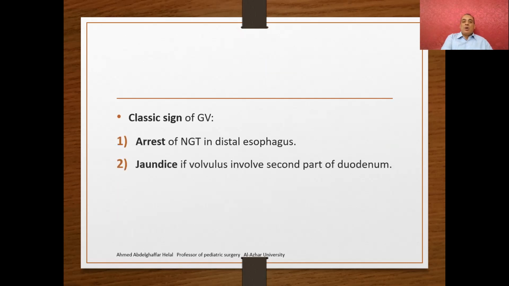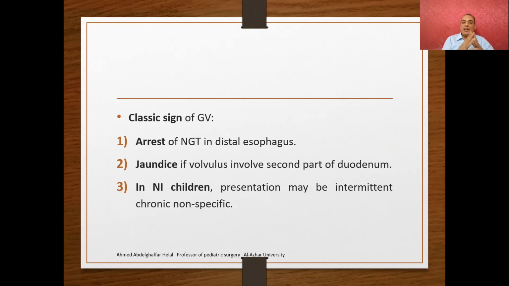The classic signs of gastric volvulus include, number one, arrest of the nasogastric tube in the distal esophagus. Because of the twisted stomach with gastric volvulus, there will be obstruction at the upper end of the stomach and the lower end. We call it a closed loop obstruction.